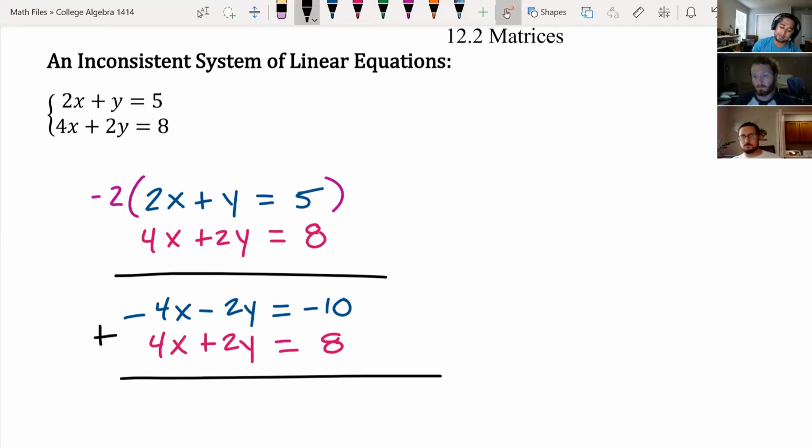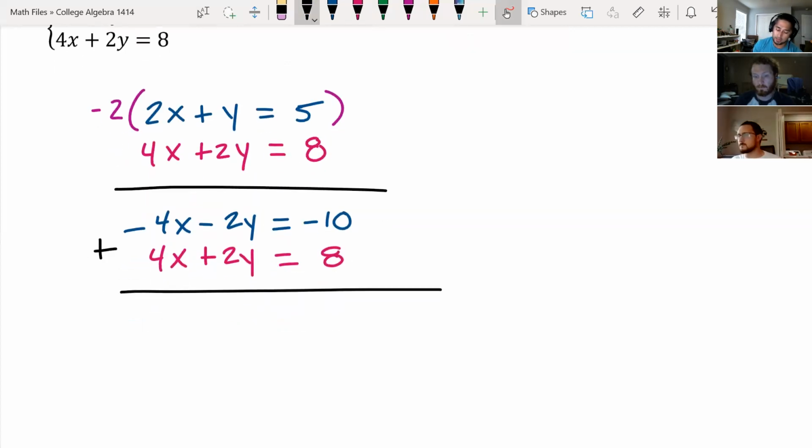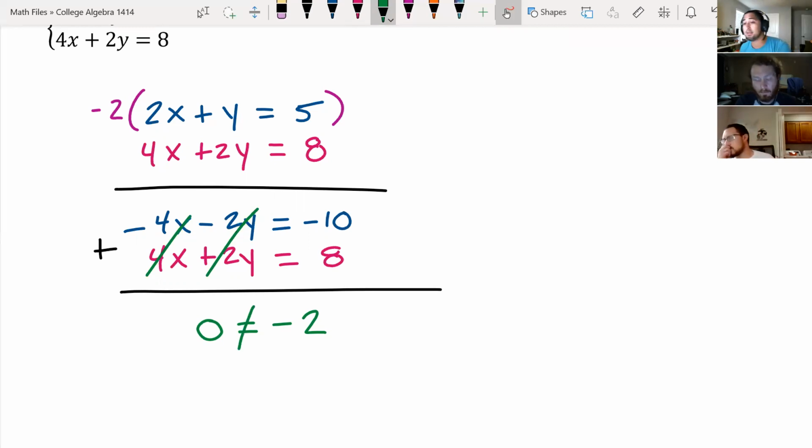Now we're going to add these two equations together, and we see that my x's will cancel, my y's will cancel, leaving me with 0 on the left side. And then on the right side, we end up with -2. Is that a true statement? Does 0 equal -2? No. That is not a true statement.